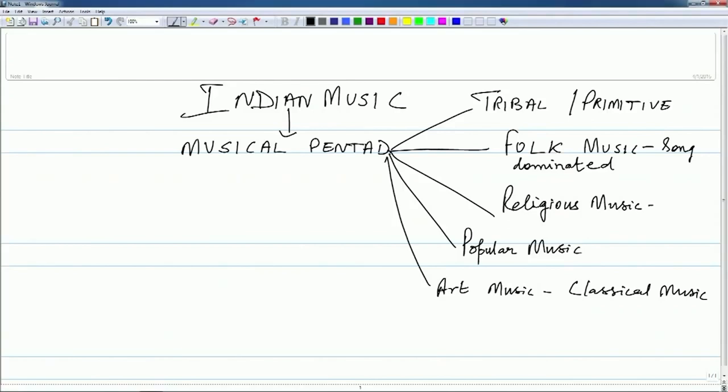Now, the main feature of art music is that the intent of the performer is artistic. That is, the art musician or the classical musician, whether it's Carnatic or Hindustani, performs in order to be recognized as an artist, in order to showcase his or her artistic standing, artistic ability. To give an example, most compositions in Carnatic music are religious in content. They are in praise of some one or the other Hindu deity.